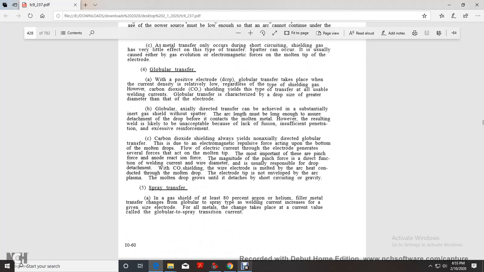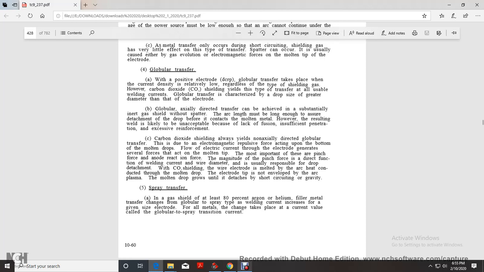Now, globular transfer, with a positive electrode, direct current reverse polarity. Globular transfer takes place when the current density is relatively low, regardless of the type of shielding gas. However, a carbon dioxide shield yields this type of transfer at all usable welding currents. Globular transfer is characterized by a drop size greater in diameter than the electrode. Globular axial directed transfer can be achieved with a substantially inert gas shield without spatter. The arc length must be long enough to ensure detachment of the drop before contact with the molten metal. However, the resulting weld is likely to be unacceptable because of a lack of fusion and efficient penetration, with excessive reinforcement.